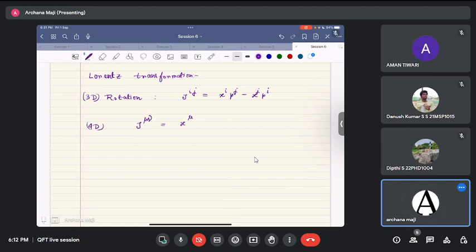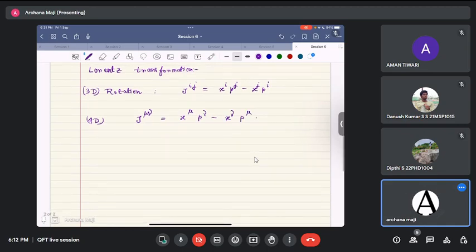x mu p nu minus x nu p mu. You can see this is antisymmetric under the exchange of mu and nu indices. So this is equivalent to i times x mu del nu minus x nu del mu. So Jij corresponds to rotations and J0i are the generators corresponding to boost.